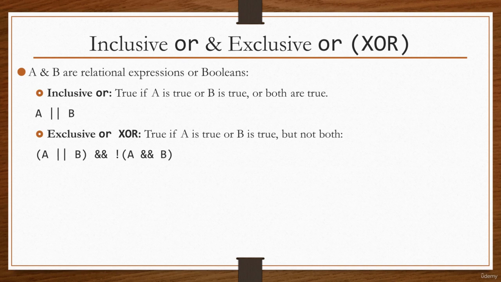I would like to mention that there are a few other cases. So exclusive OR, for example, you have inclusive OR and exclusive OR. Inclusive OR here is true if A is true, or B is true, or both are true. So that is inclusive, meaning that even when both are true, it will still return true. Then you have exclusive OR. Now this is true if A is true or B is true, but not both. So it excludes the case where both are true.